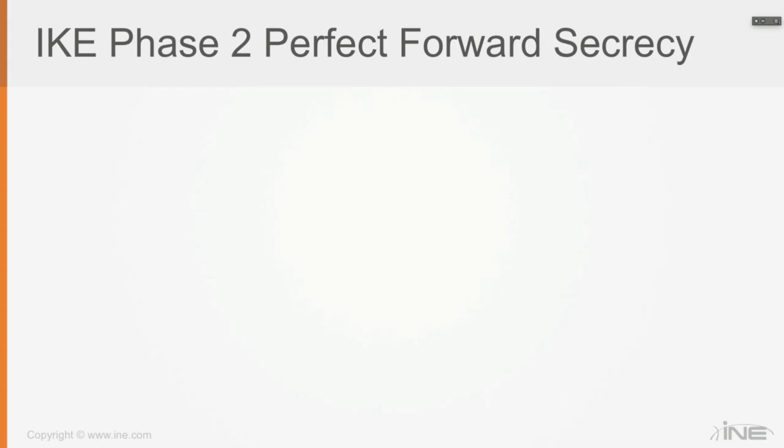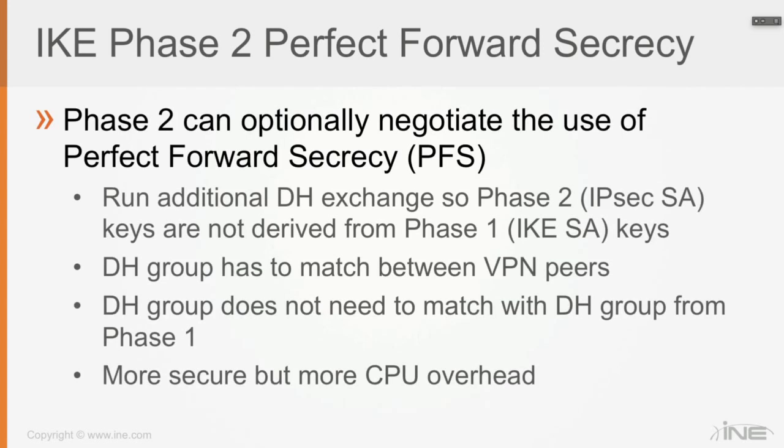Now optionally, in phase 2, we can negotiate what is named Perfect Forward Secrecy. If that's negotiated, it has to be, of course, enabled on both VPN gateways. By default it is disabled. You cannot enable it on one side only, because if you do that, phase 2 is going to fail the negotiation. So you have to enable it on both sides, or leave it disabled on both sides.